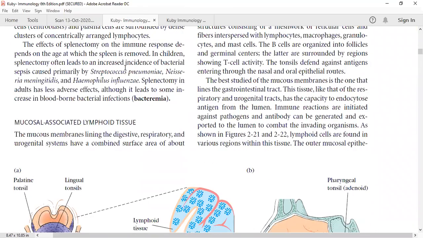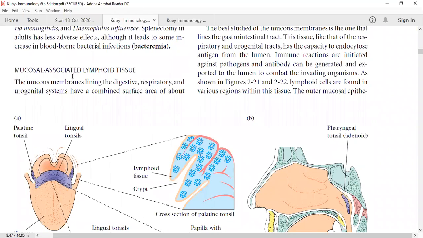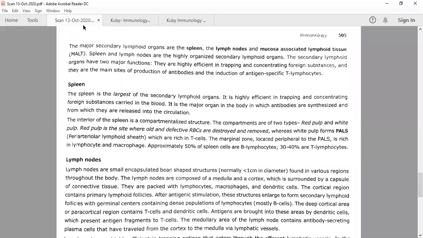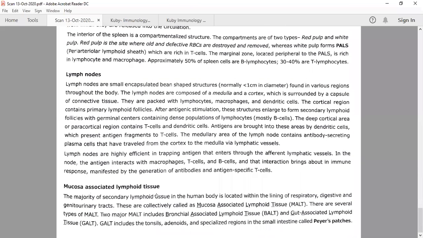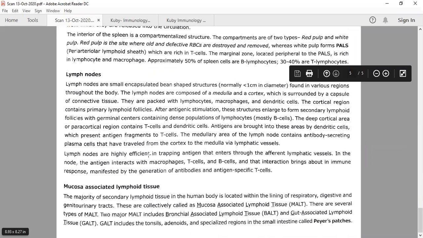spleen. Then we have other secondary lymphoid organs also, for example, MALT. As I told you, MALT is a loose term. MALT may have other things also. For example, what can be there? All right, it is given here. Mucosa associated lymphoid tissue. See in your Pathfinder.